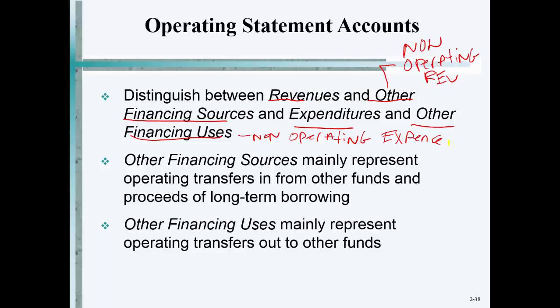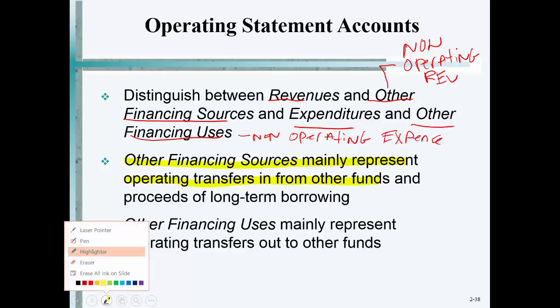So when we talk about our other financing sources, we say other financing sources mainly represent operating transfers in from other funds and proceeds from long-term debt.